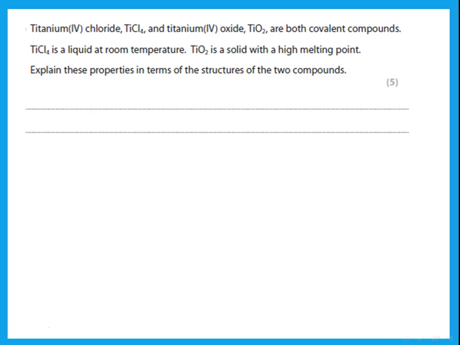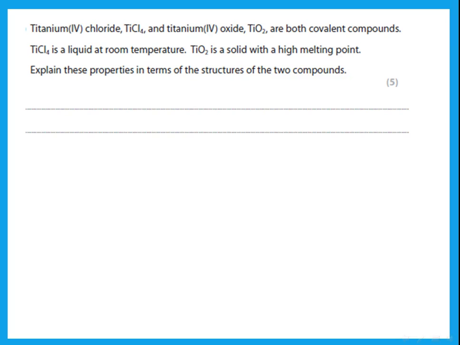So let's take a look at this question. Titanium 4 chloride and titanium 4 oxide are both covalent compounds. Titanium 4 chloride is a liquid at room temperature. Titanium 4 oxide is a solid with a high melting point. Explain these properties in terms of the structures of the 2 compounds.